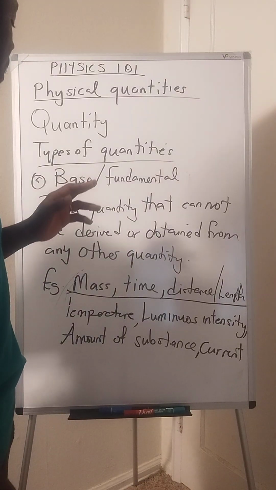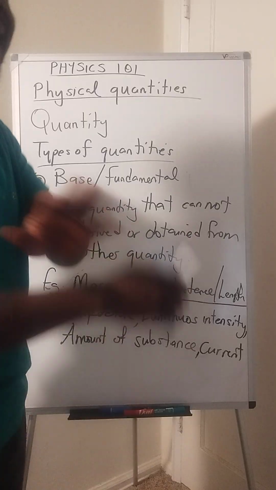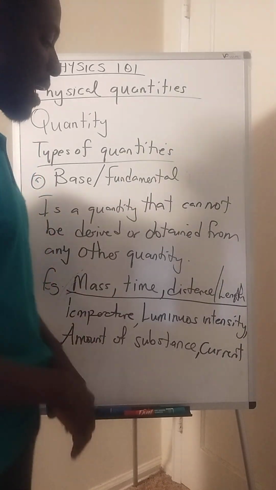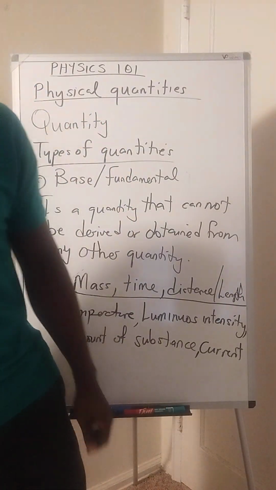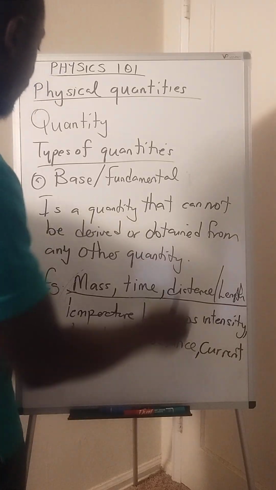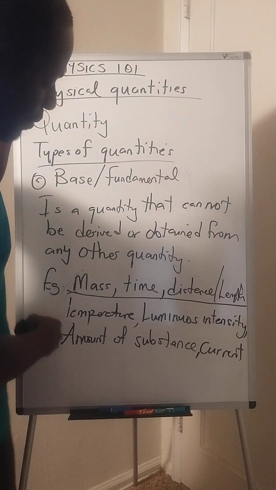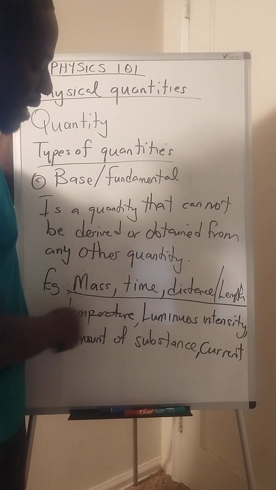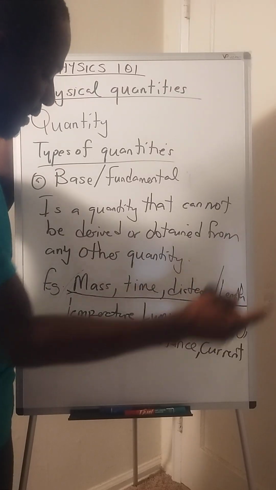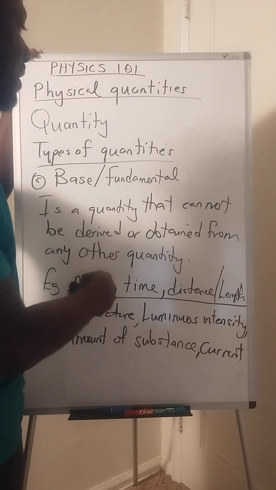So, base quantity is a quantity that cannot be derived or obtained from any other quantity. So they are on their own. I hope you understand. Now the next type. So I'm gonna rub this one off. So we have the base quantities that is well established, and these are the examples. We have mass, time, distance, or length. Temperature, luminous intensity, amount of substance, and then current. These are the fundamental quantities.